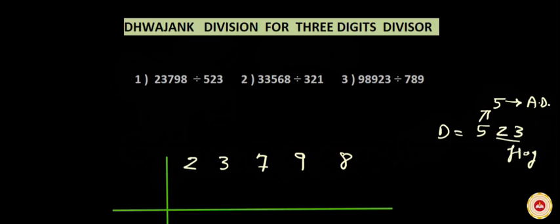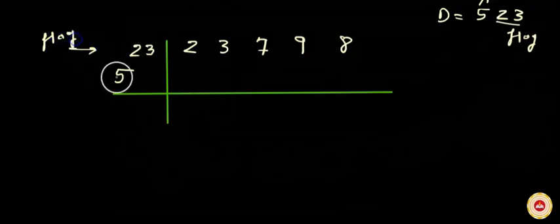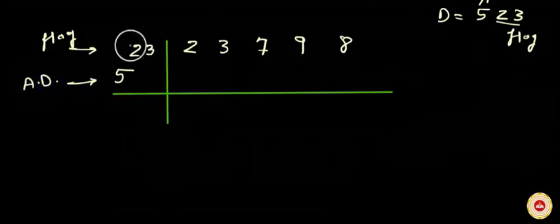dividend. So let us write 5 is actual divisor and 23 is flag. See, this is flag digits, that means dhwajanka. 2 and 3 are dhwajanka and this 5 is actual divisor. So friends, in this way we have bifurcated given divisor in 2 parts, actual divisor 5 and dhwajanka, that means flag digits are 2 and 3.